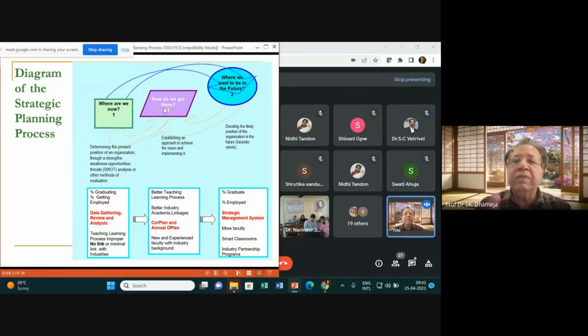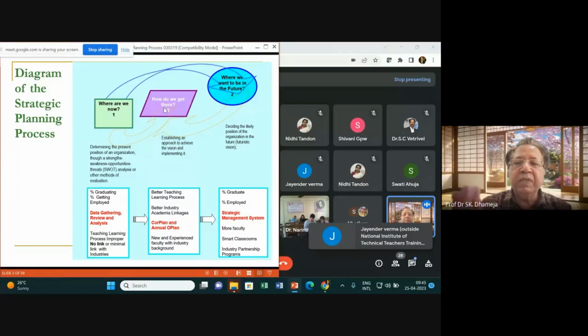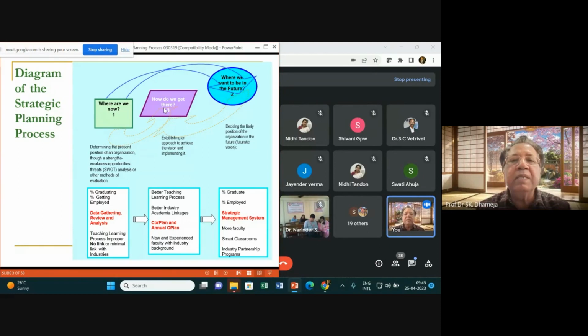So first, where are we right now? Number 1, where you want to be after 5, 7, 10, 6 or 8 years, whatever it is, is the time for the corporate plan or the strategic plan. And then how to reach over there. So this can be done by establishing an approach to achieve the vision and implementing it. What would be the approach? What would be the strategy? What would be the roadmap basically? What would be the action plan to achieve your vision, and then implementing that also.